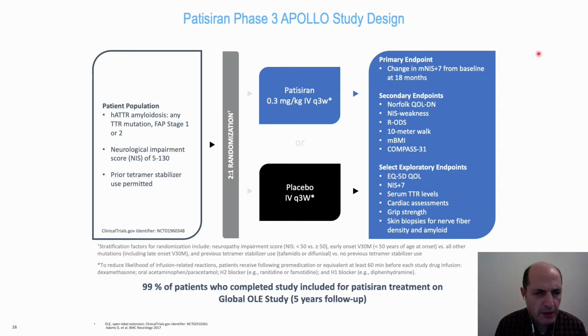After the success of the phase 1 trial, a phase 3 trial was designed comparing patisiran to a placebo group in a large cohort of patients with various severity of the disease. The primary endpoint was change from baseline in modified NIS+7, a composite score for the neuropathy, and many secondary endpoints to assess walking, disability, and autonomic dysfunction.